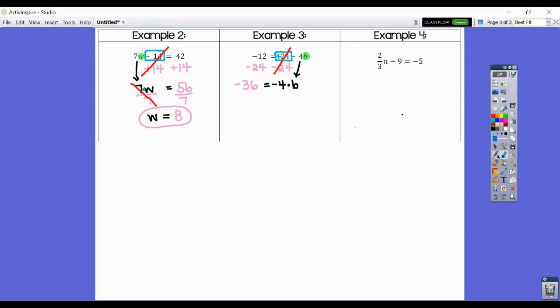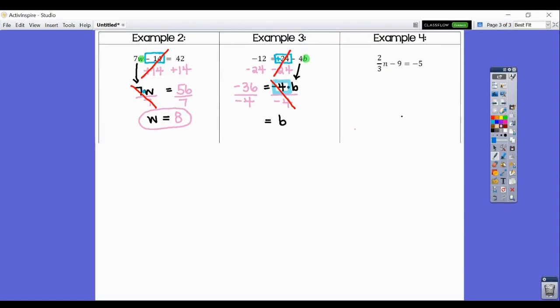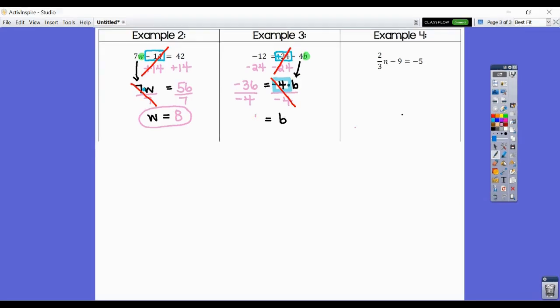Now we have multiplication that I have to undo next to the b to get b all by itself. So I do the opposite of multiplication, which is division, dividing that negative 4 on each side. Negative 4 divided by negative 4 on the right side comes out to be 1 next to b. So you're left with 1b. And then on the left side, we have negative 36 divided by negative 4. Remember, two negatives make a positive. 36 divided by 4 is 9.